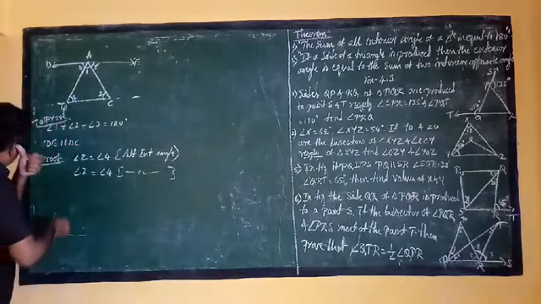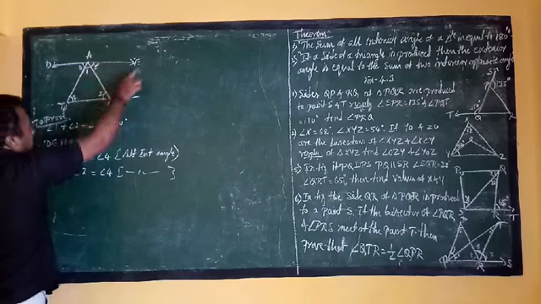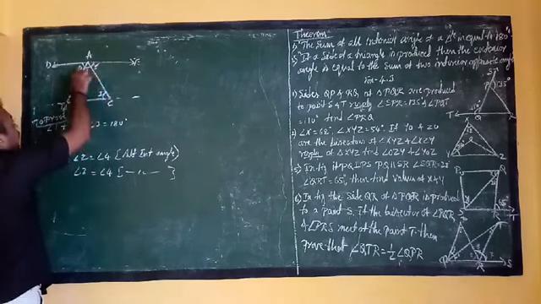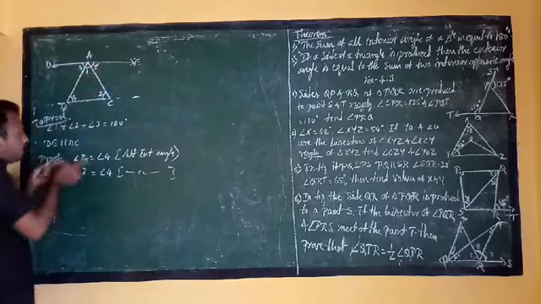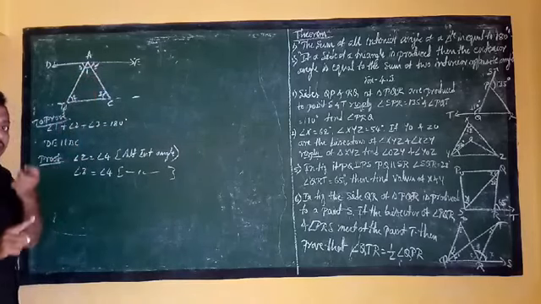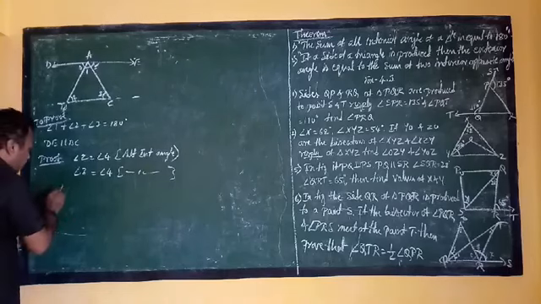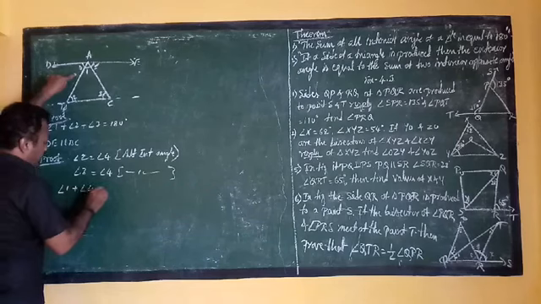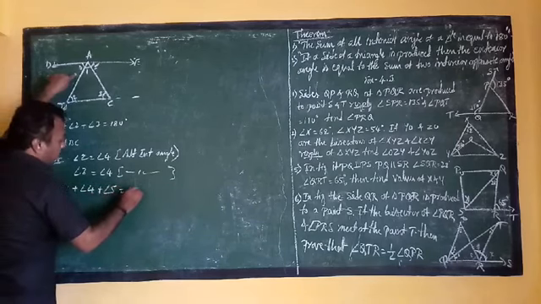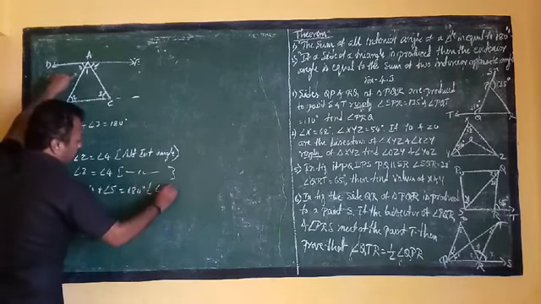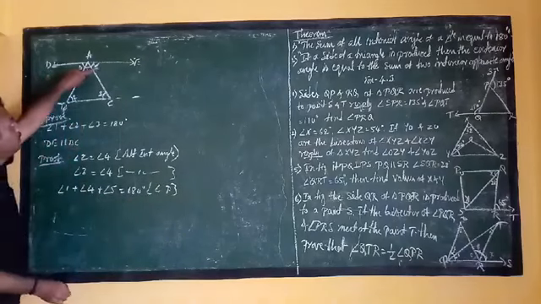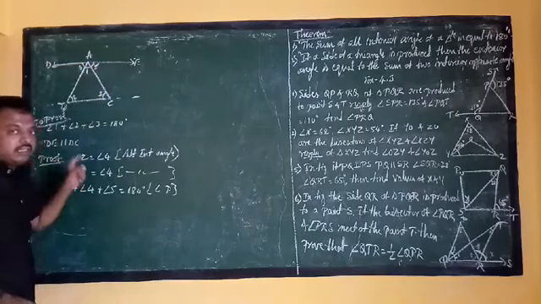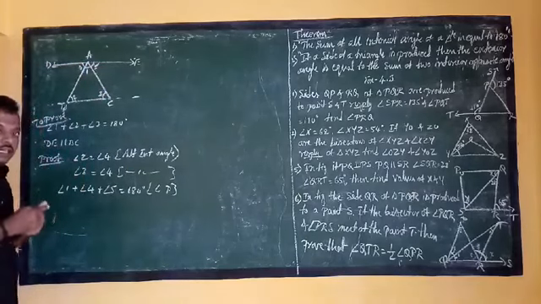Now see students, DAE is a straight line, correct? Therefore, angle 1, angle 4 and angle 5, these three angles sum to 180 degrees because of the linear pair. Therefore, angle 1 plus angle 4 plus angle 5 is equal to 180 degrees because of the linear pair. The sum of these angles becomes 180 degrees because DAE is a straight line. A straight line is nothing but 180 degrees, correct?